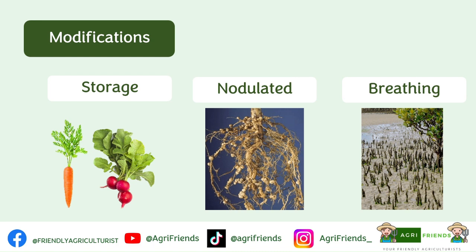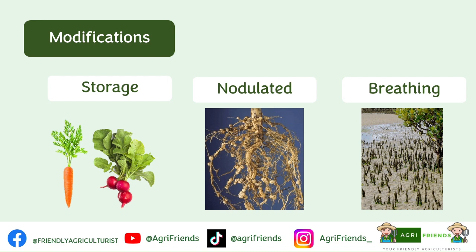So there are several modifications of roots. One is for storage. So the roots become fleshy due to absorption of food material. Then there are nodulated roots, which can be seen in legumes or leguminous plants. So the nodules contain nitrogen-fixing bacteria such as rhizobium, which help in fixing the atmospheric nitrogen into nitrates and make it available to the plant.